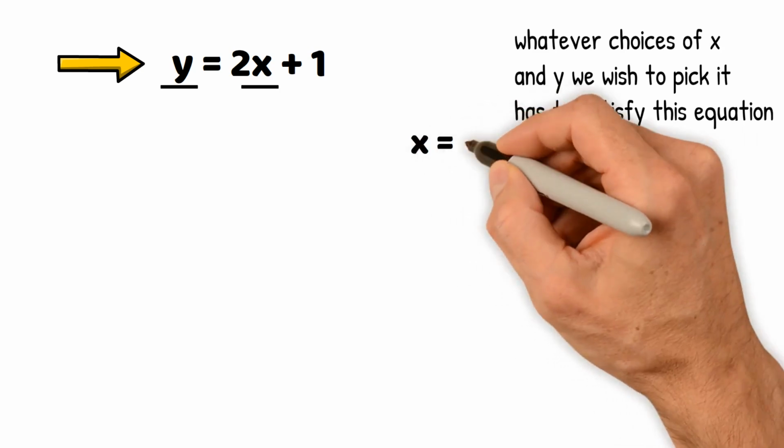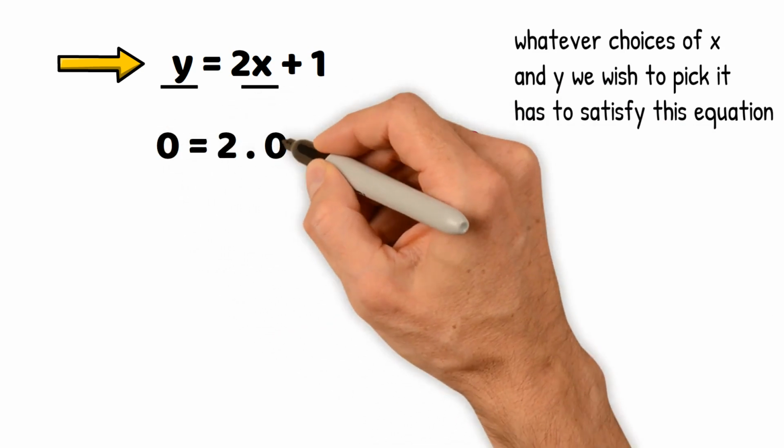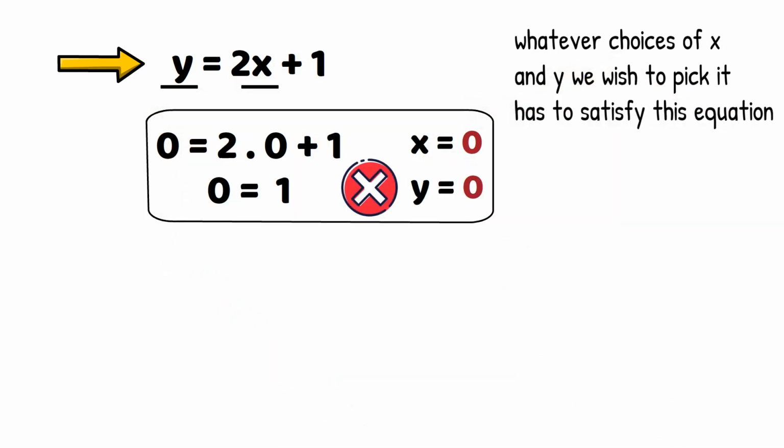For example, x equals 0 and y equals 0 won't work, because if we substitute 0 for the y and 0 for the x, we would get 0 equals 1 when we plug it in, and that obviously is false.